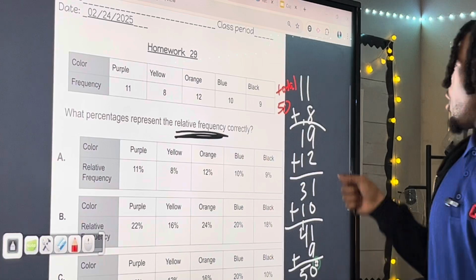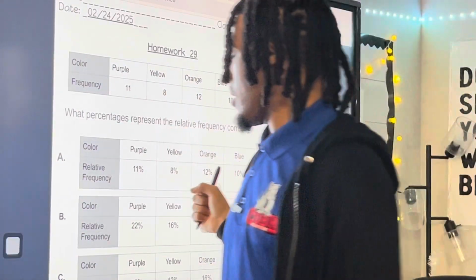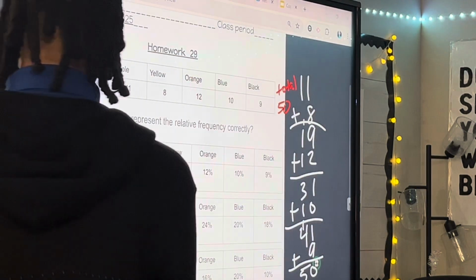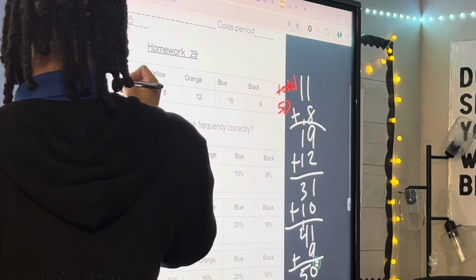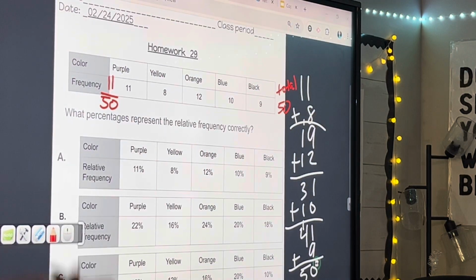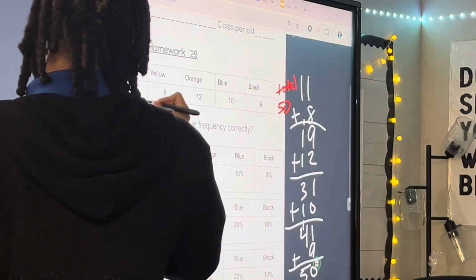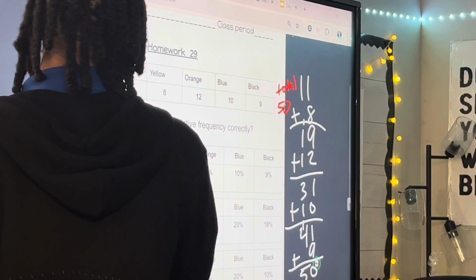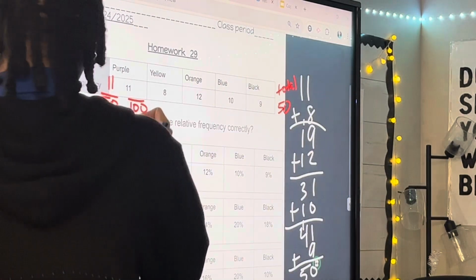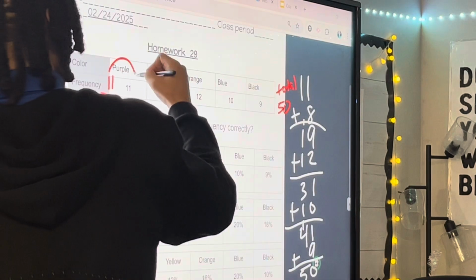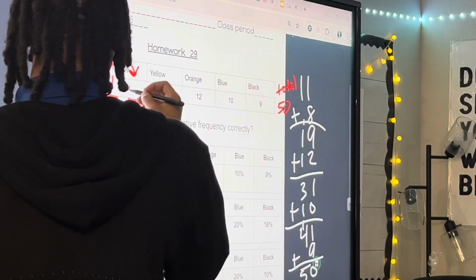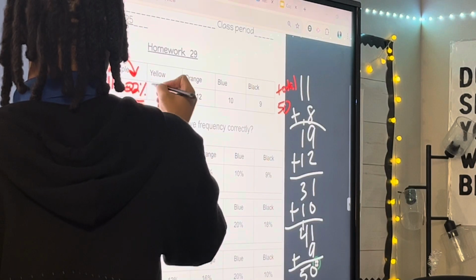So for each color, we need our frequency over total. So if we have 11 over 50, and 50 is a good number to have as your total because remember scale factor, 50 times what number is going to give me 100? 2, right? So whatever I do to the bottom, I'll do to the top. So 11 times 2 is 22. So that means for purple, the frequency would be 22%.